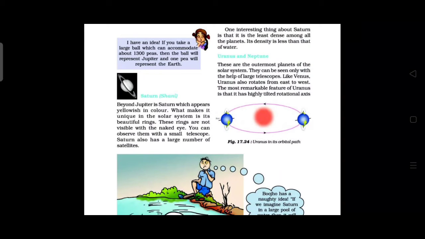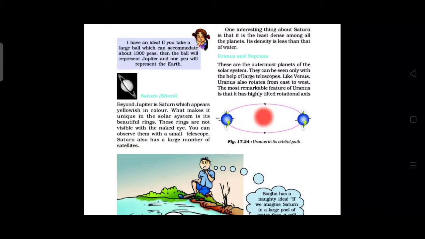Saturn also has a large number of satellites. It also has what? A large number of satellites. It is not easily identified by our naked eye. Using the telescope only you can observe it. Then one interesting thing about Saturn is that it is the least dense among all the planets. Its density is less than that of water. Least dense. Its density is also less than water. So you imagine that.